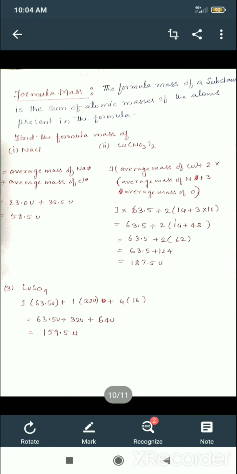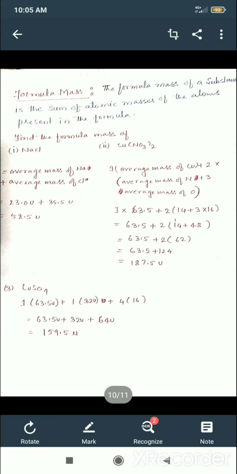Another part, that is formula mass: the formula mass of a substance is the sum of atomic masses of the atoms present in the formula. So it will be easy for you if you see one of the problems, how to solve the problem. A very simple formula, that is NaCl, sodium chloride.